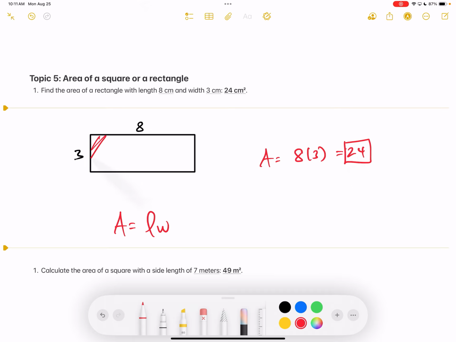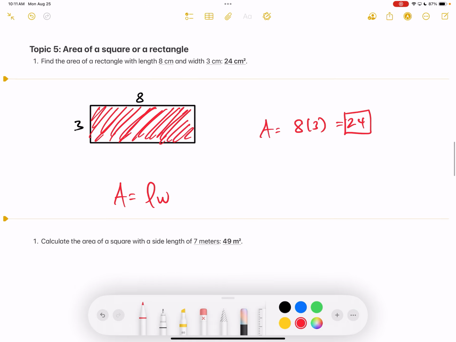And again, the area of a shape is like if you're laying carpet or you're painting or you want to know that. You want to know how much the whole thing is filled in.